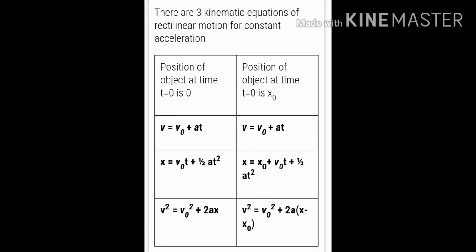So there are three kinematic equations of rectilinear motion for constant acceleration. As you can see on the screen, the first one is position of object at time t equals 0 is 0. And our second one is position of object at time t equals 0, which is x0. Here I divided into two columns as you can see.